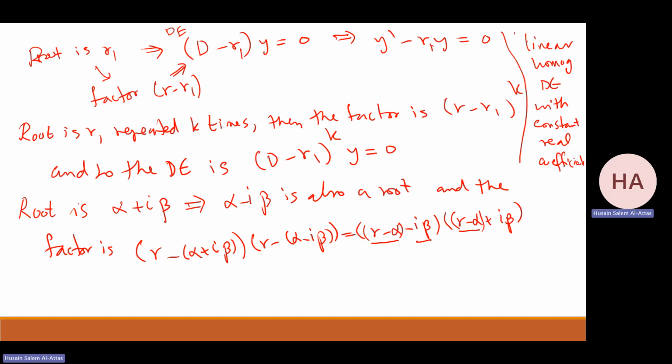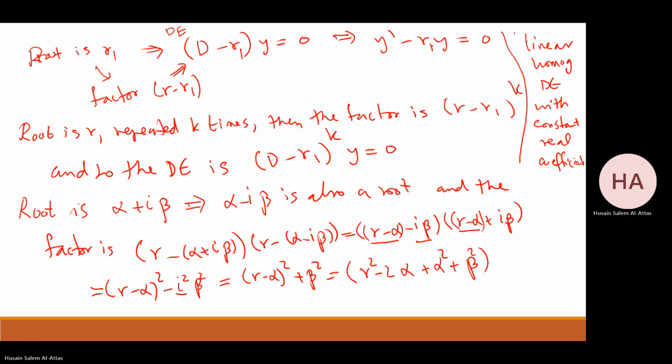Then I have what? X minus Y times X plus Y. And that will be R minus alpha squared minus i squared beta squared, which is R minus alpha squared plus beta squared, because i squared is minus 1. Or I can rewrite it in more detail: R squared minus 2 alpha R plus alpha squared plus beta squared. That will be my root. That will be my factor. So it will be the differential equation.